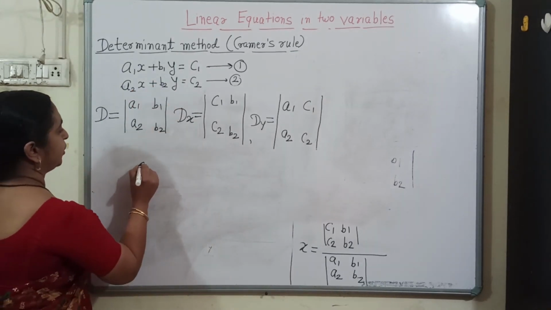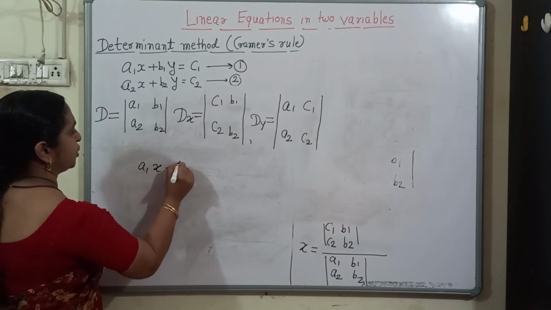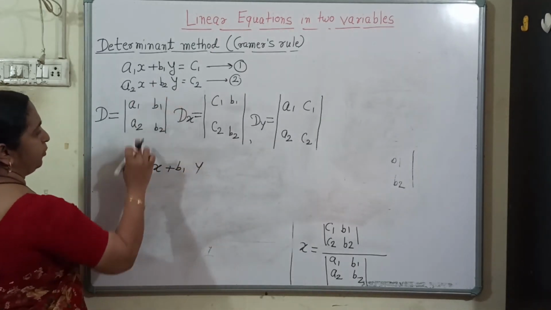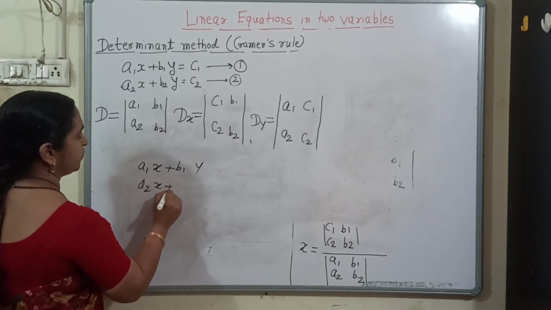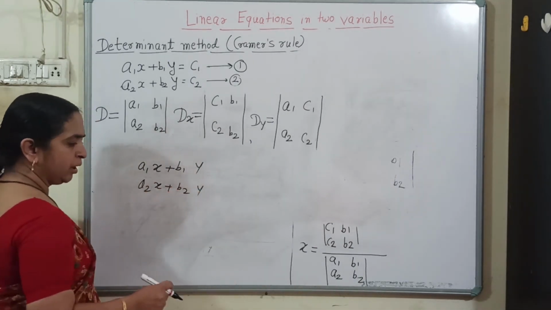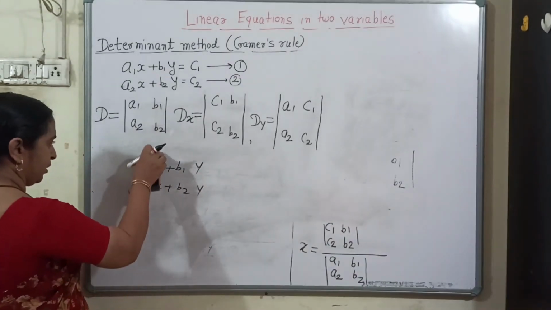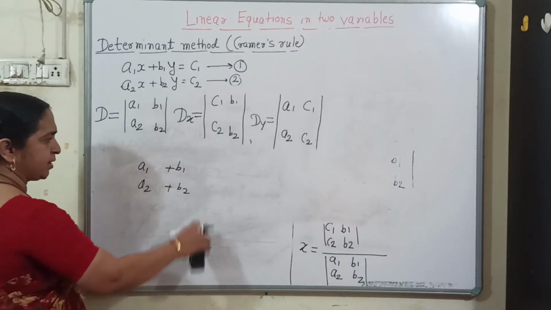Here we write our left hand side of both the equations: a1x plus b1y. From second equation a2x plus b2y. Do not write these variables x and y.